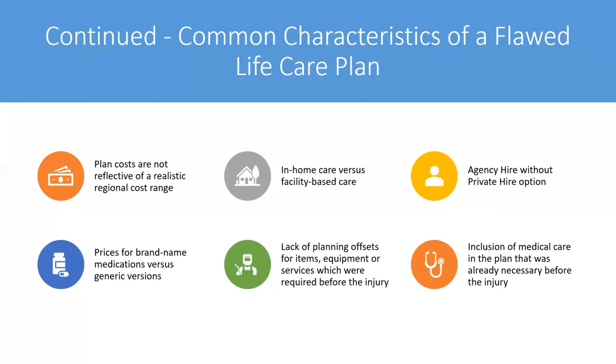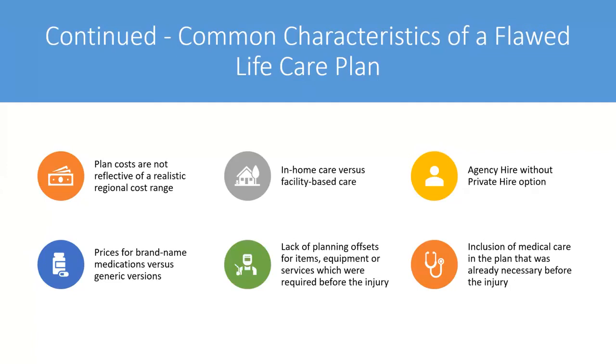So several issues here of a flawed life care plan. We'll start with the first one up at the upper left there. The plan costs are not reflective or realistic of a regional cost range. One of the standards that we have to follow is that we need to get the cost for the region that the person is in.